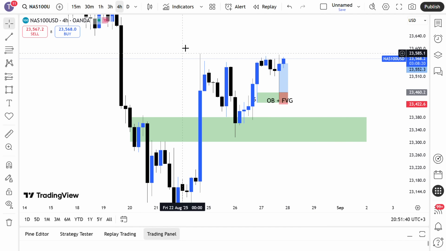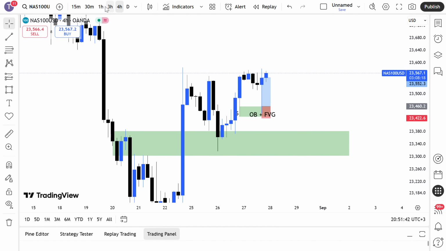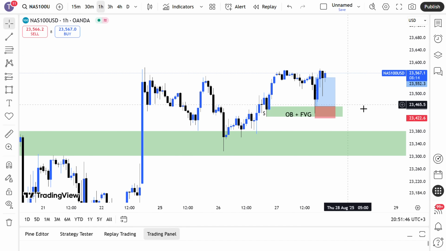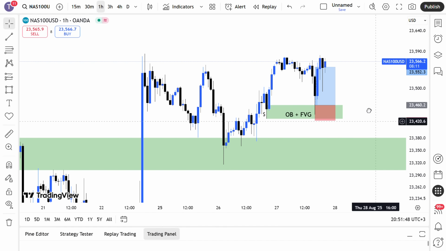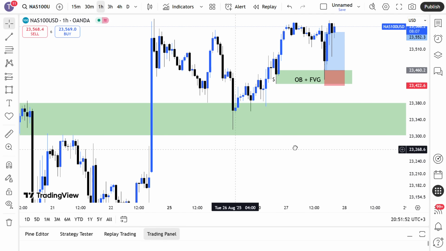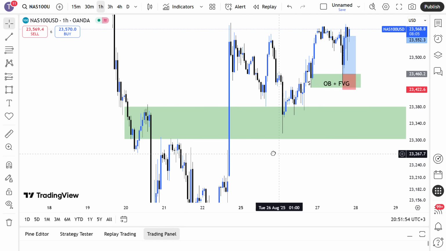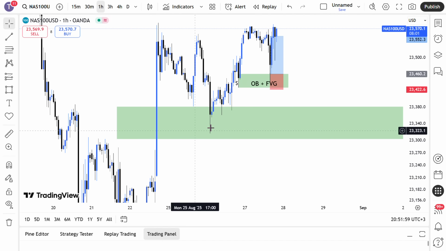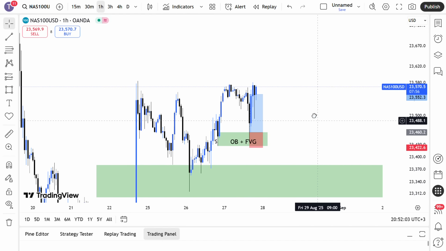So what I did, I came into the lower time frame. We will drop to the 1 hour time frame and see if we can find any valid order block that we can take a trade from. The fair value gap from the daily is this one. You can see this is the fair value gap that I marked on the daily time frame, and the market came into that fair value gap, reacted from it, and then went back upward.